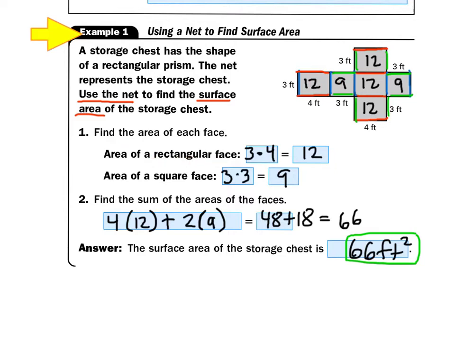So the rectangles have an area of 3 times 4, which is 12, and the squares have an area of 3 times 3, which is 9. And then you just find the sum. So you would count, okay, I see 1, 2, 3, 4 of the rectangles, so 4 times 12. And then I would add, and then I see 2 of the squares, so 2 times 9. And so 48 plus 18 would give me 66. So the total surface area would be 66 feet to the second power. Remember, area is always units to the second power.